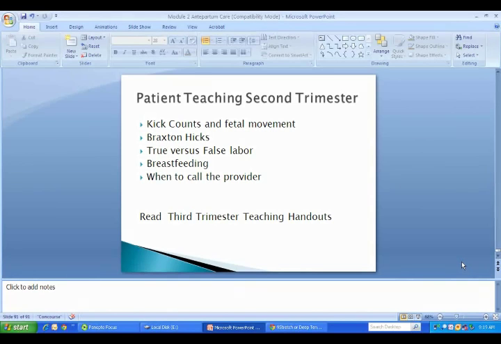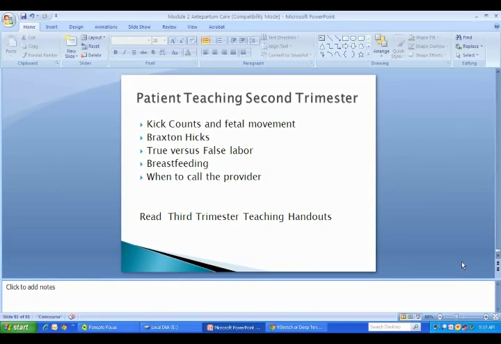We also review true versus false labor. True labor is consistent. False labor is a lot of times from Braxton Hicks. Those are the false labor contractions. That's actually the uterus practicing for labor when labor actually kicks in. And usually if they walk and the contractions get less or go away, then we know it's false labor.